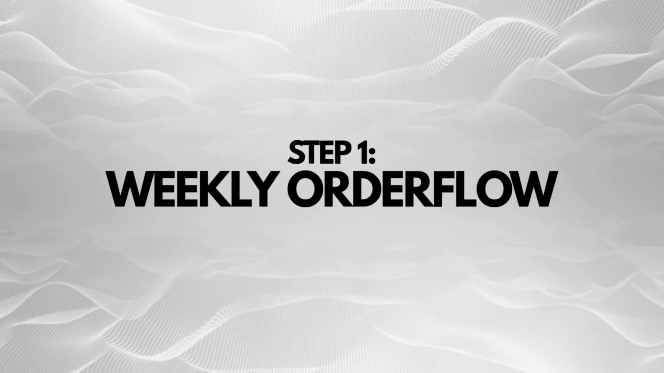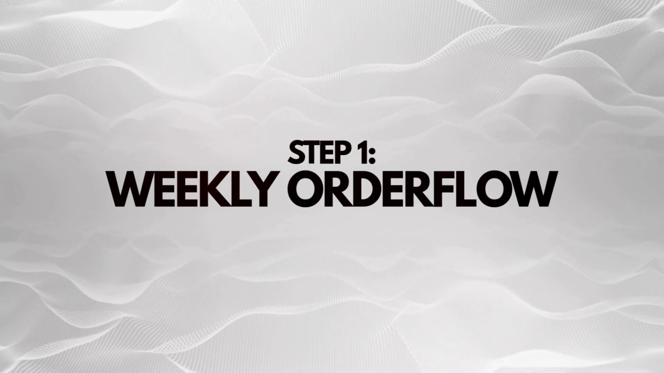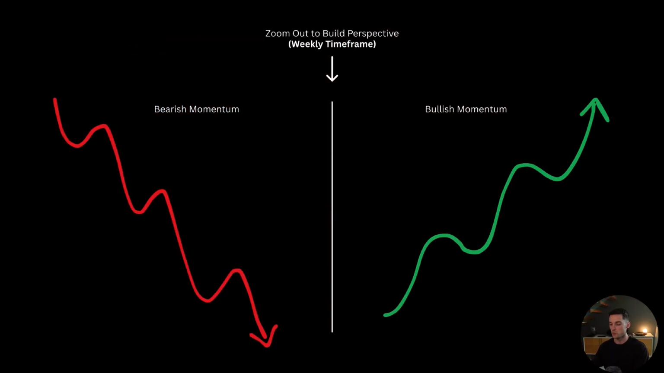So step 1, you want to jump in and identify the weekly order flow. So you start by identifying the direction of order flow on the weekly time frame. Now to get some perspective on this, you want to zoom out and observe if we are in an uptrend, a downtrend, or just a consolidation. There's no need to overcomplicate it.